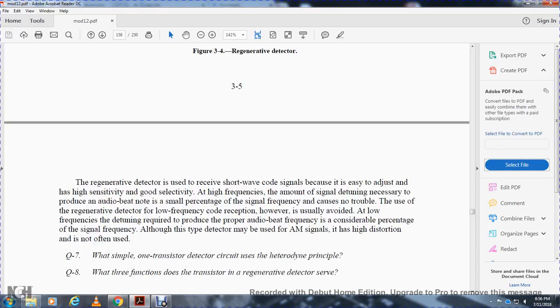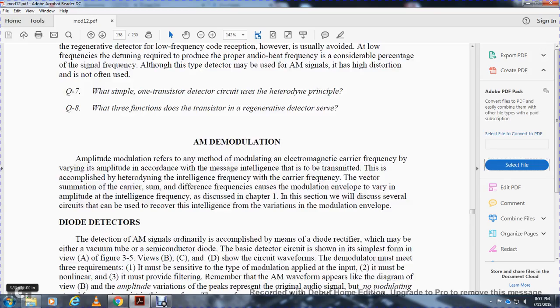The regenerative detector is used to receive shortwave code signals because of its easily adjusted, higher sensitivity. Tuned to the higher frequency of the signal being detected, it produces the audio beat note by detuning a small percent from the signal frequency, so code is received with no trouble. Use of the regenerative detector for low frequency code reception is, however, usually avoided. Low frequency detuning is required to produce the proper audio beat frequency as a percent of the signal frequency. Although this type of detector may be used for amplitude modulated signals, it is not often used, as distortion is high.